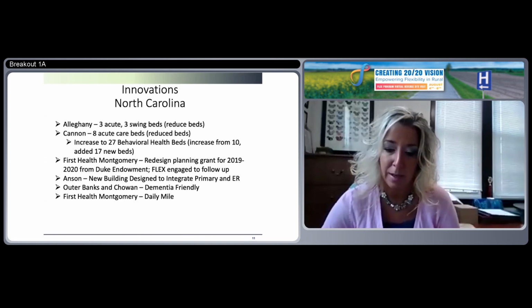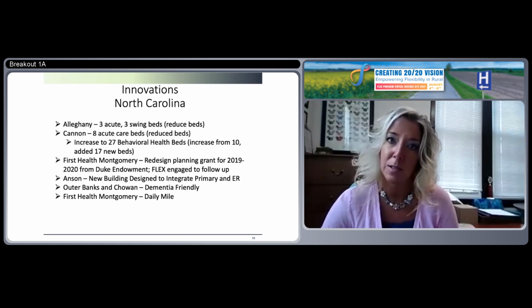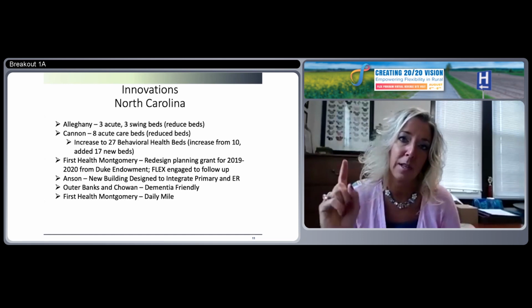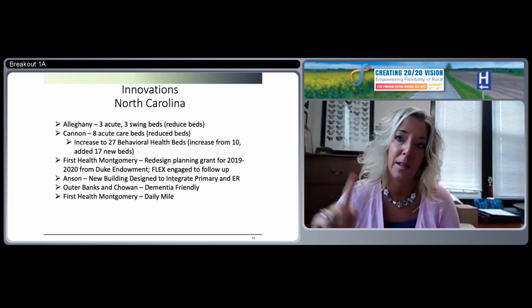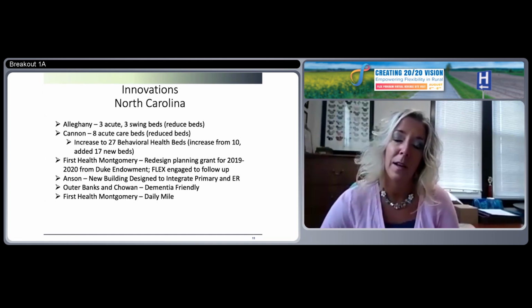We're real proud of it. And then a really interesting thing, population health-wise, First Health Montgomery did is they implemented the Daily Mile, a project that came out of Europe, where school-age children, as part of their education and curriculum, walk or run for a mile during the school day. They've implemented it in all their elementary schools. They're moving to middle schools.